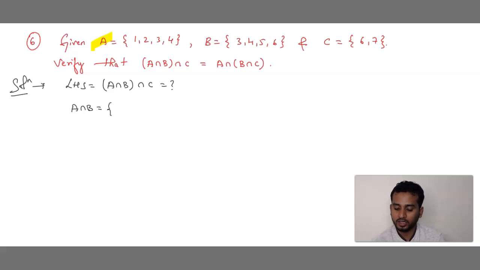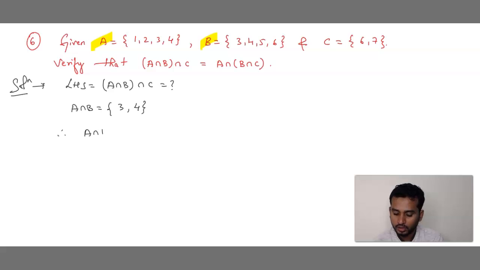Look at A and B, son. What is common in both set A and set B? 1, no, we don't have it. 2, we don't have. 3, yes, it is there. 4, we have. Yes, only 3 and 4 are common. That is A intersection B. If you want, you can do it directly. A and B, what is common? 3 and 4 only are common.